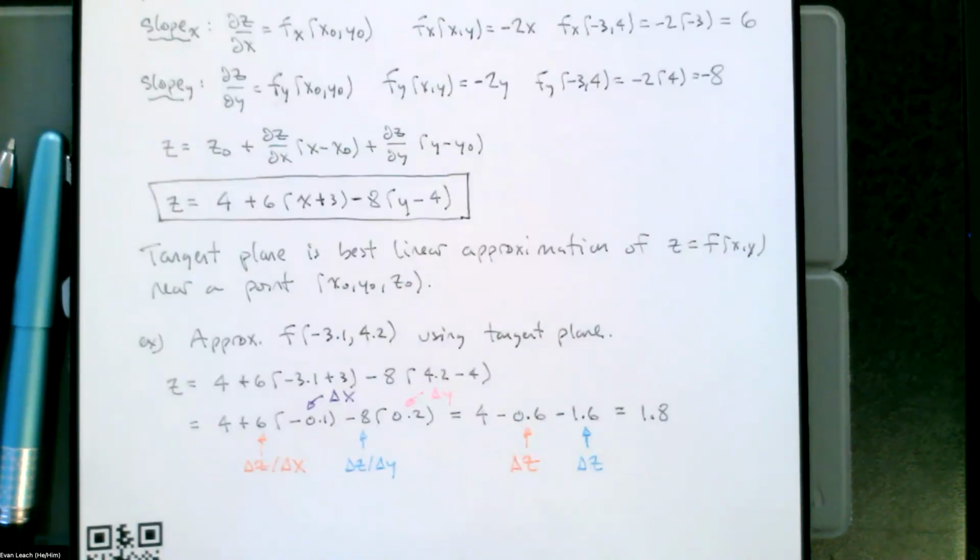Equation of a tangent plane. It's the same game that we played before, but it's a plane. So instead of a point and a slope with a line, we need a point and two slopes.